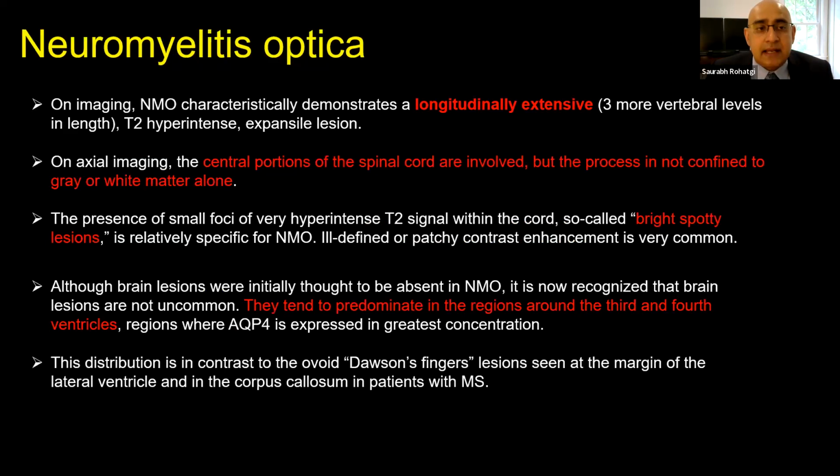As opposed to MS, on imaging, NMO categorically demonstrates a longitudinally extensive transverse myelitis, a T2 hyperintense, expansile lesion. Central portions of the spinal cord are involved, and sometimes you can have T2 hyperintense signal within the cord itself, known as bright spotty lesions. The brain initially was thought to be clear in patients with NMO, but it is now recognized that brain lesions are not uncommon, and they tend to predominate in regions around the third and fourth ventricles. The distribution is in contrast to ovoid Dawson fingers that have been classically described in patients with MS.